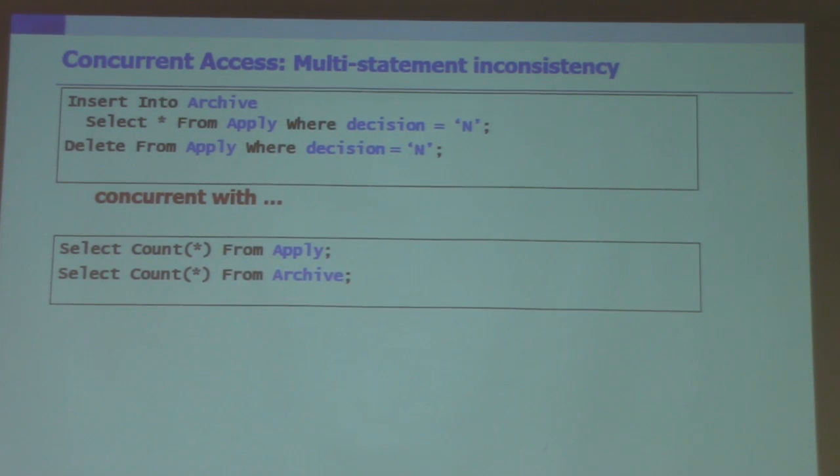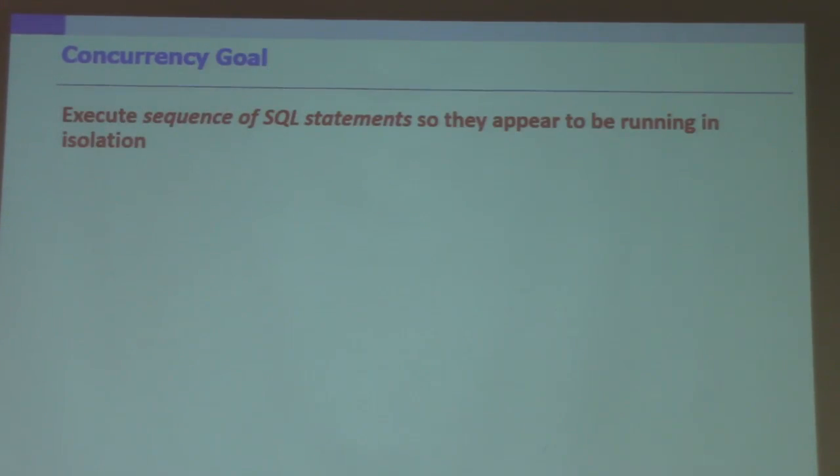And then there are also multi-statement inconsistency. And this is an example I will ask you to go and review yourself. It's very easy to understand. So the basic idea is, from this running example, what you want to guarantee is to execute a sequence of SQL statements so that they appear to be running in isolation.